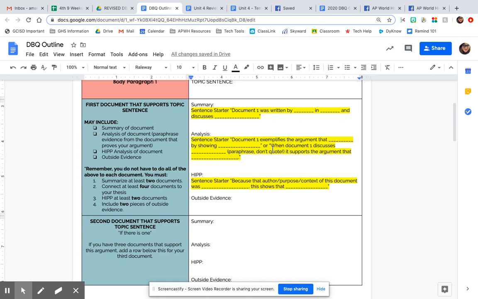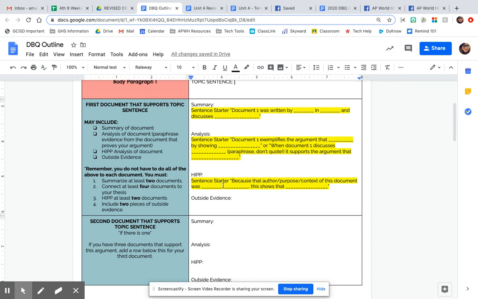Then, if you're choosing to analyze this document, you could do so. You're doing so by connecting it to your thesis. So you're going to reference different parts of the document that prove your argument. If your argument is that the sky is blue, you would say document 1 exemplifies the argument that the sky is blue by showing blank. Remember, you do not quote, you paraphrase. Or when document 1 discusses blank, it supports the argument that blank. So this is the analysis point. You're pointing out how that document supports your argument.